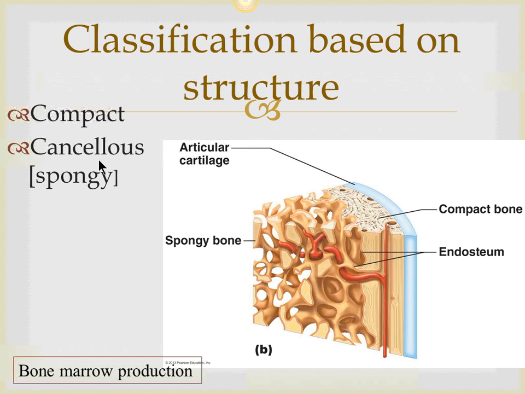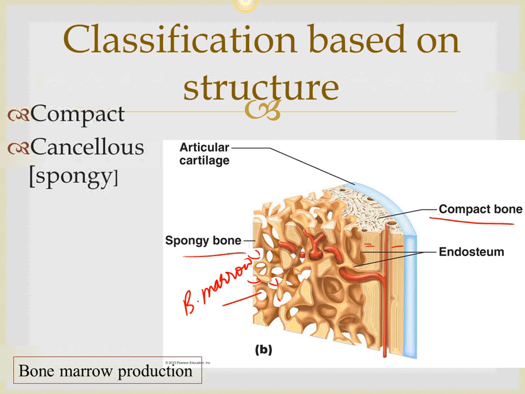It's more loosely arranged. If we look at this part here, this area is compact bone. See, everything is so densely arranged. And here you can see this area is spongy bone. Can you see that it's more loosely arranged with a lot of spaces in between? These are the spaces which contain bone marrow.